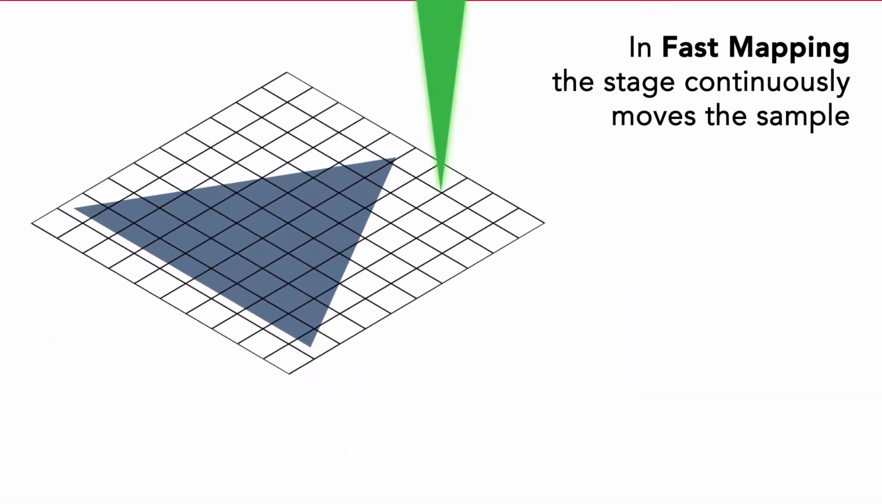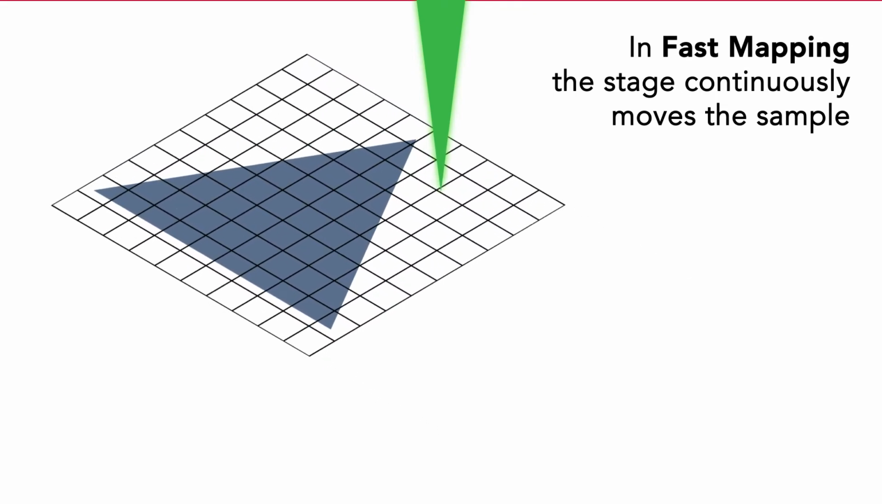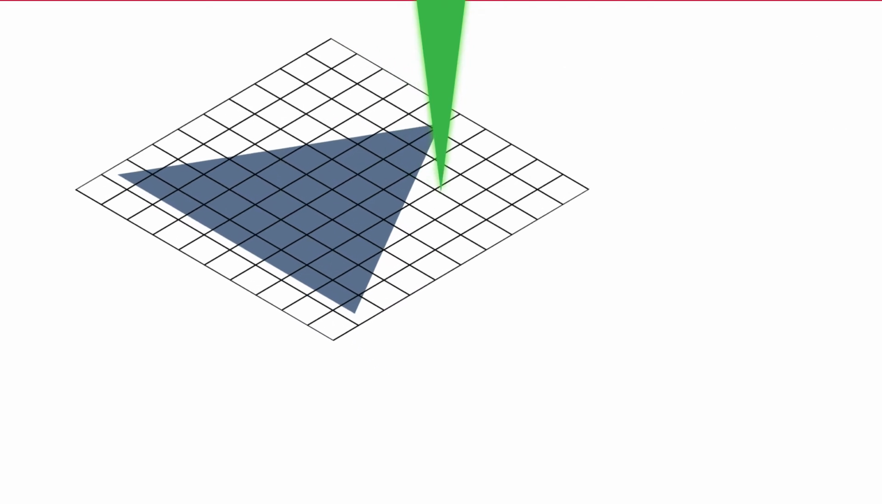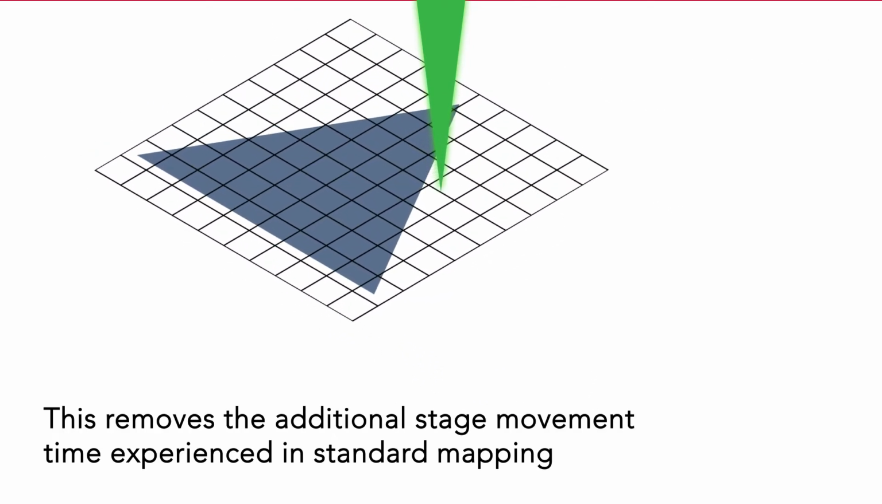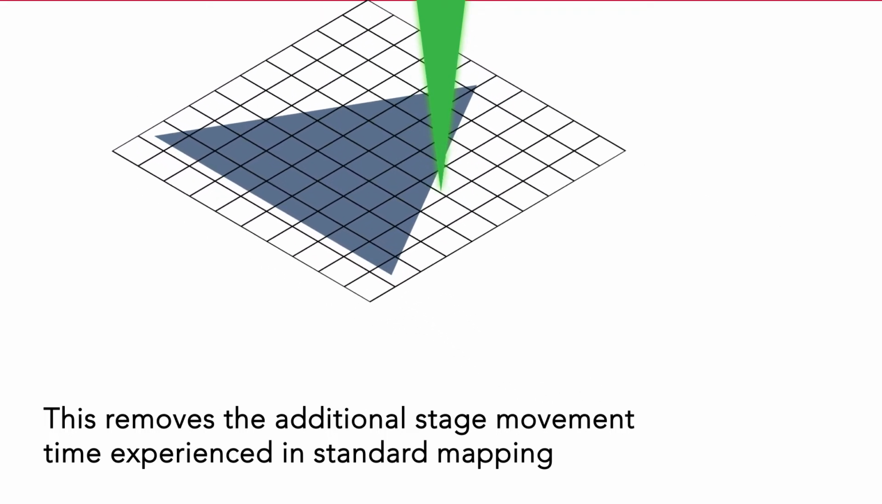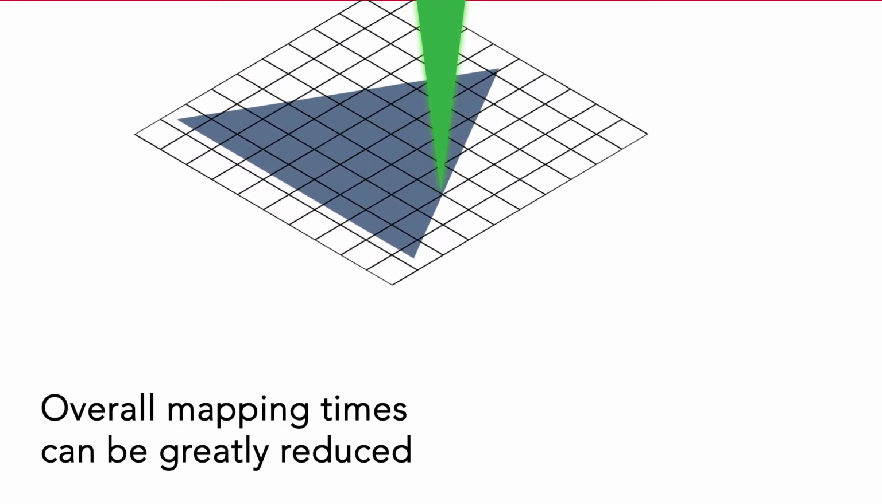Using fast mapping in Ramacle means the stage is continuously moving the sample throughout the measurement. This means we are removing that extra stage movement time that is described in standard mapping. And the result of this is a significant reduction in overall mapping times.